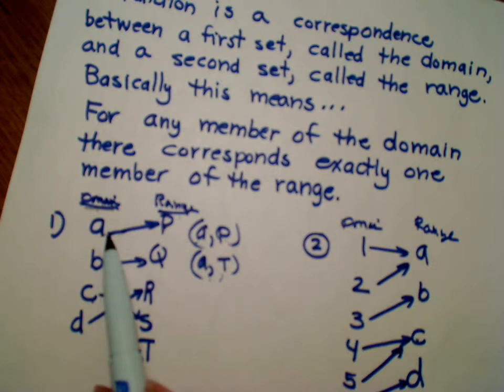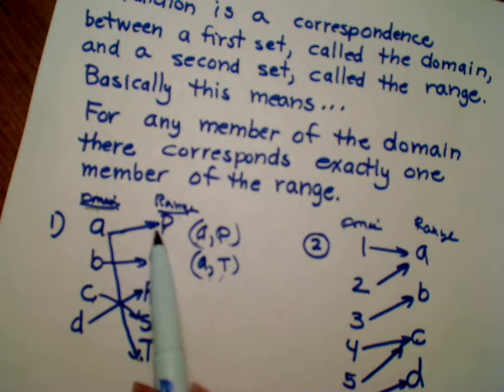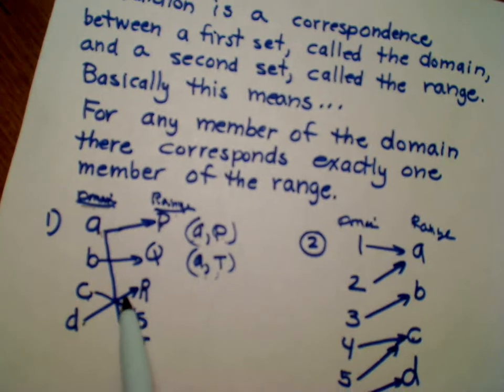So therefore, for this particular one, this is not a function, because it said that you can only have one domain corresponding to one range. Notice here, this is okay, and this one is also. But it's the A that makes number 1 not a function.